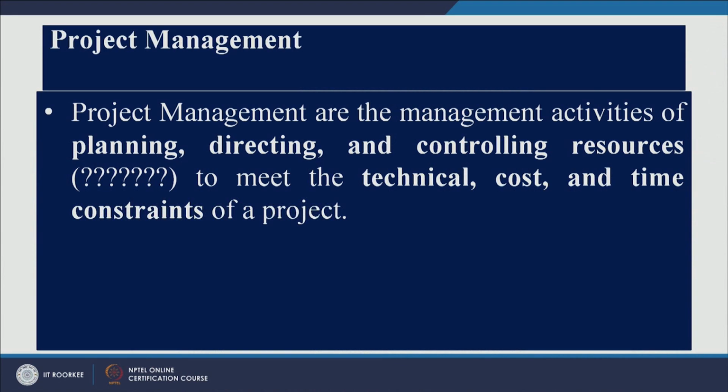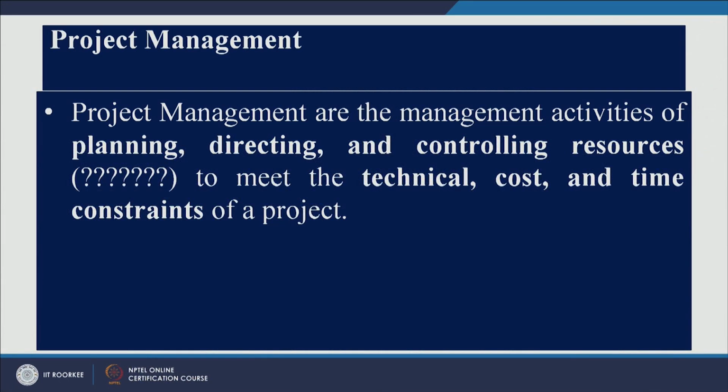In other words, we can say that project management is planning of several activities, directing and controlling various resources. Now, what are the resources? As I said, you can have several resources. One of the ways of classifying resources is human and non-human resources. So, you can have, let us say, money, you can have time, you can have material, you can have human resource, right. So, what is project management? It is planning, directing and controlling resources to meet technical, cost and time constraints of the project.